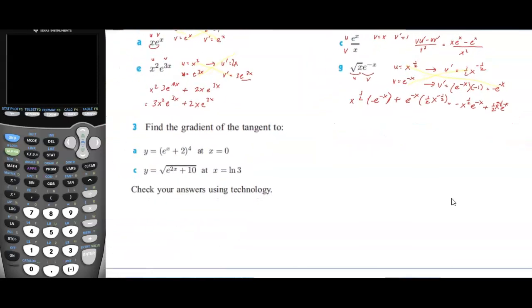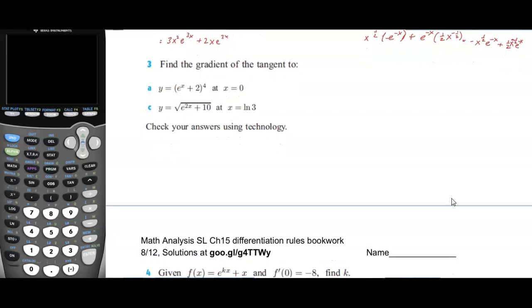Find the gradient of the tangent to this function at x equals 0, and then this function at x equals natural log of 3. They ask us to check the answers using technology, because if they ask for a derivative at a certain point, like these two, we can do that with the second calc dy/dx function. Okay? So first thing we're going to do is find the derivative of this.